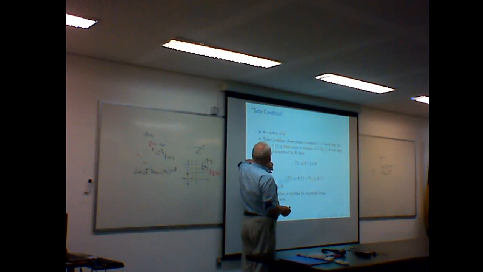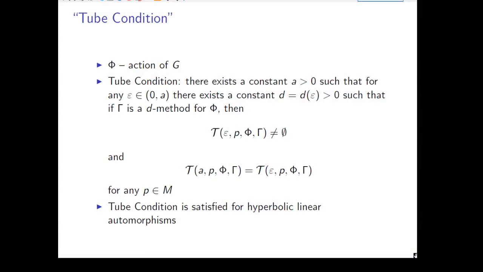Again, I consider an action of a group G. The tube condition: there exists a constant A such that for any positive epsilon there exists a constant D depending on epsilon, such that if gamma is a D-method, then the tube of size epsilon is not empty, but any tube of size A coincides with this epsilon tube.